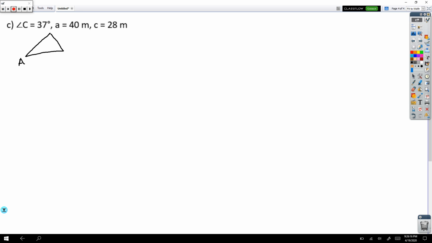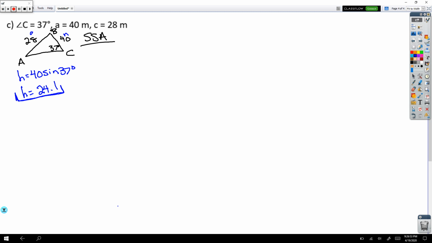So side A is 40 meters. Nothing with B. Angle C is 37. And side C is 28. So we have side angle. Here is the opposite side. Here's the adjacent side. So let's find the height. 40 sine of 37 degrees. Punch that into your calculator, and you get a height of 24.1.